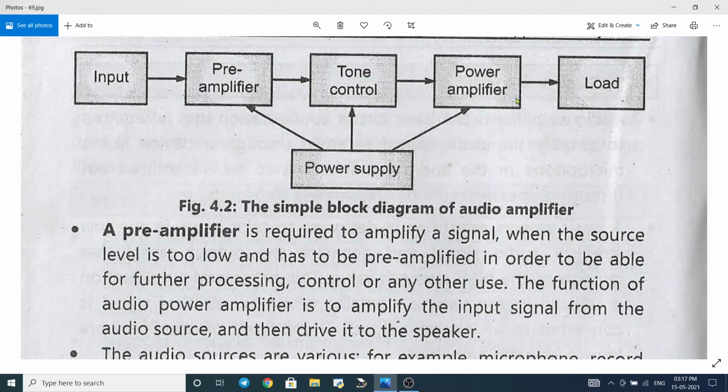and the power amplifier, where a sufficient power level of the signal is to be raised in order to drive the load, that is loudspeakers. And the power supply is needed to make this circuitry on.